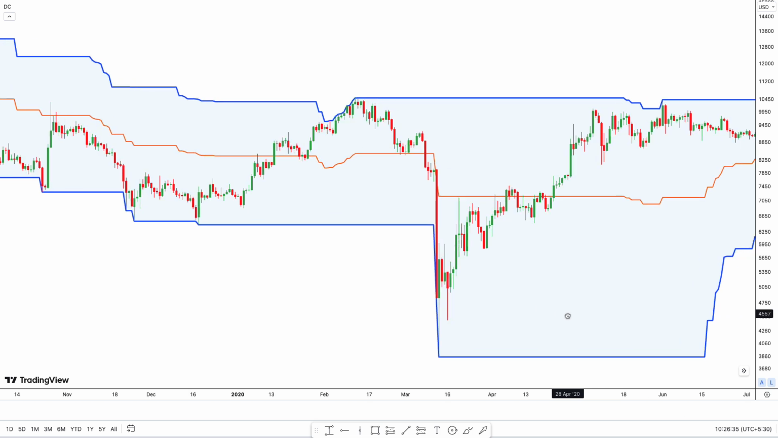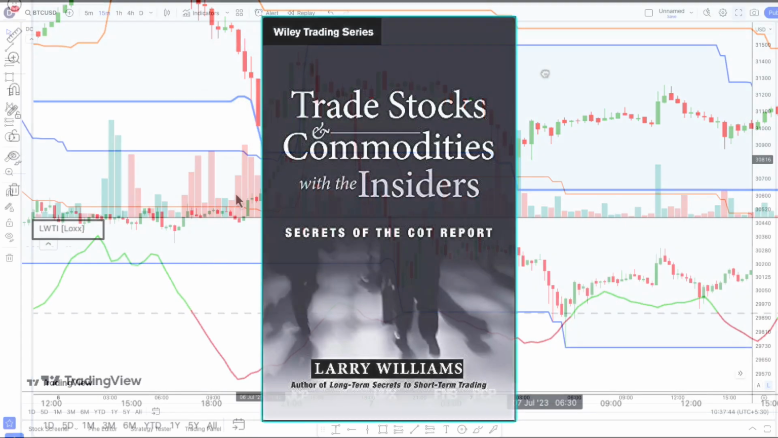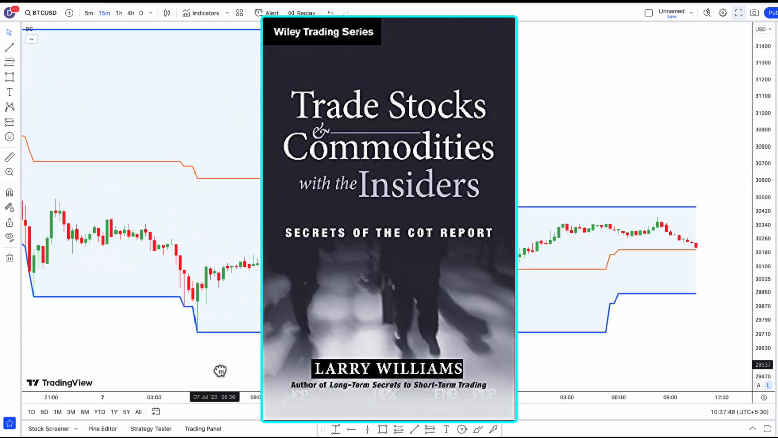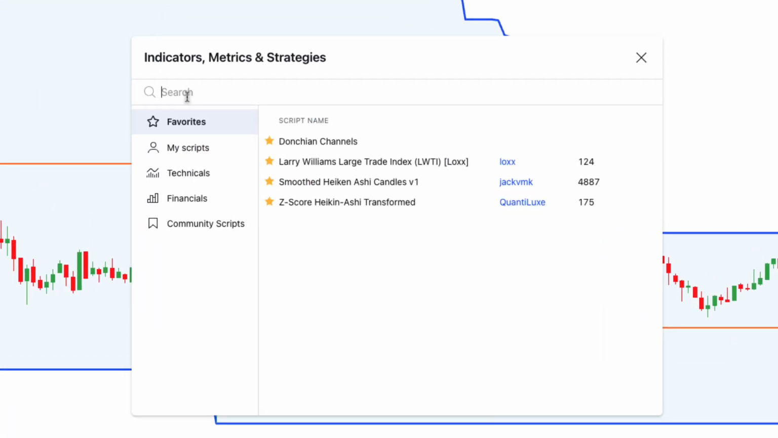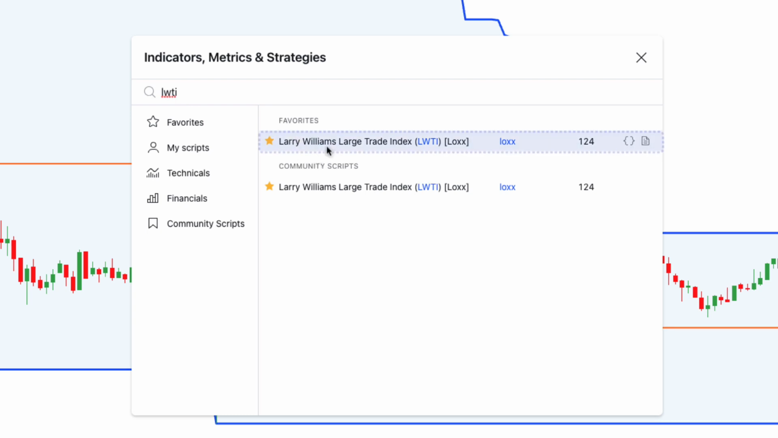The first indicator we will be adding to the chart is the Larry Williams Large Trade Index, also known as the LWTI, which was explained by Larry Williams in his book, Trade Stocks and Commodities with the Insider's Secrets of the COT Report. Navigate to the Indicator Search tab and search for the Larry Williams Large Trade Index. Select the indicator made by Locks and add it to the chart.